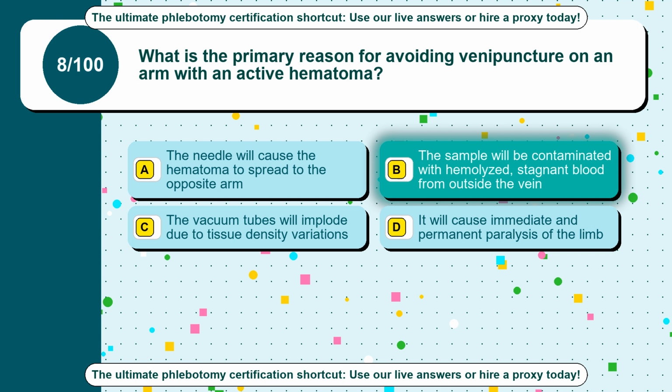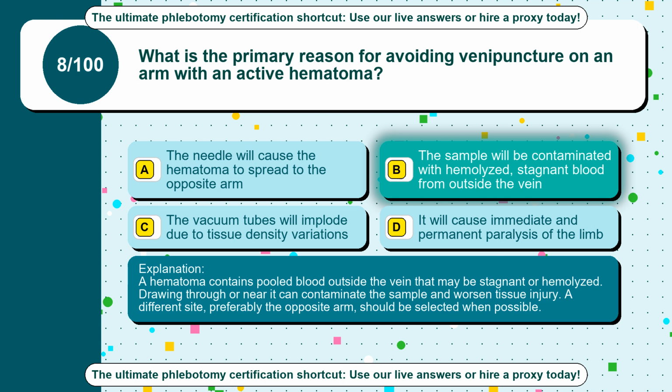The sample will be contaminated with hemolyzed, stagnant blood from outside the vein. A hematoma contains pooled blood outside the vein that may be stagnant or hemolyzed. Drawing through or near it can contaminate the sample and worsen tissue injury. A different site, preferably the opposite arm, should be selected when possible.